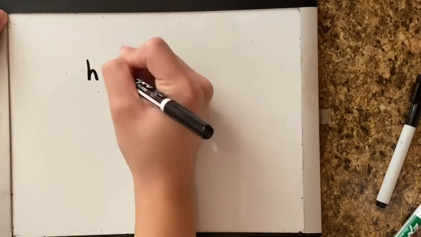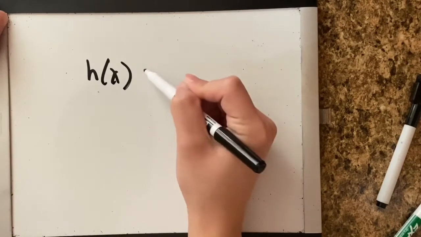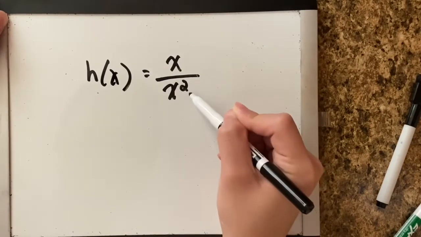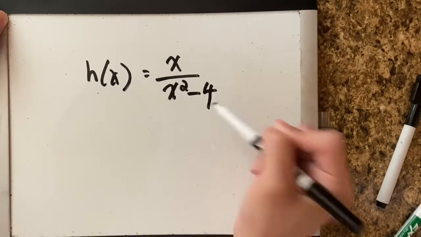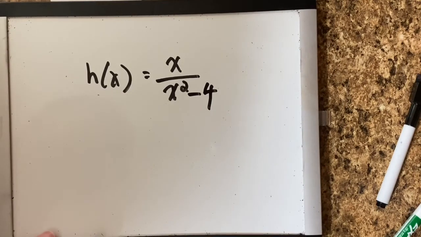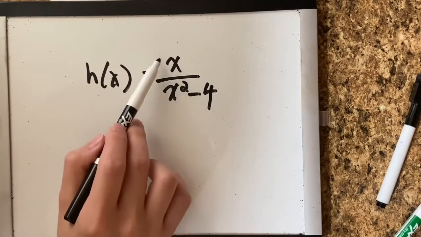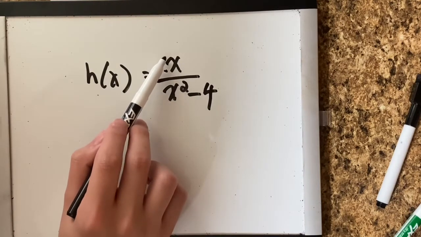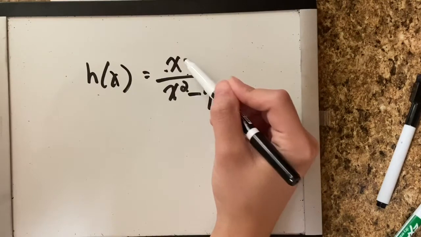Take a look at the function h of x equaling x over x squared minus 4. In order to find the horizontal asymptote, we need to determine both the degrees of the numerator and the denominator. If you don't remember, in order to find a degree, you need to look at the variable, the x, and determine its exponent. So the exponent for the variable x would just be 1.